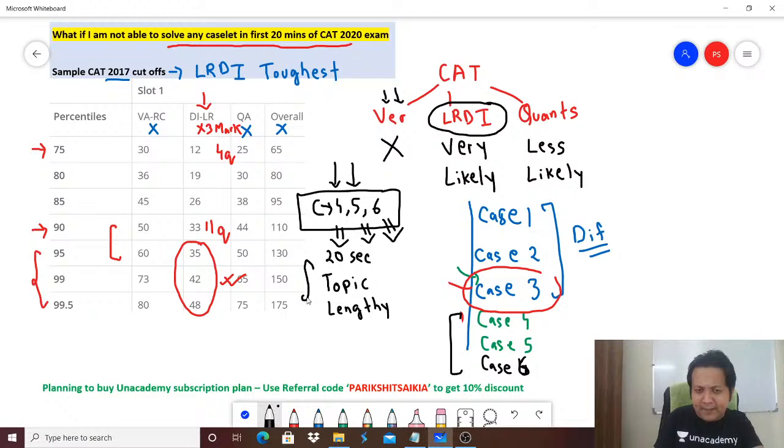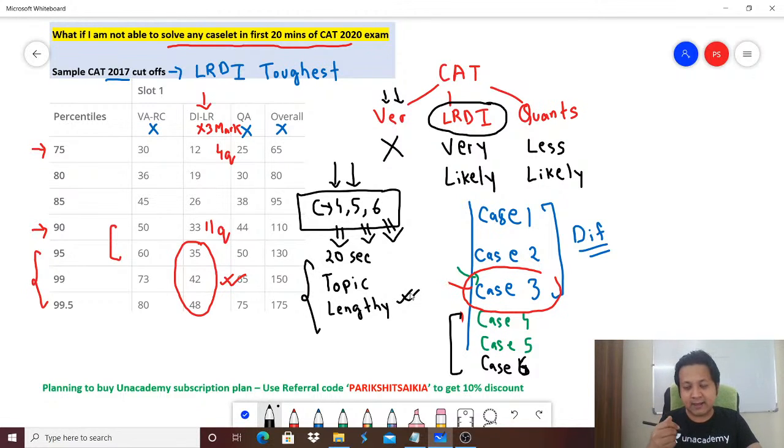So what you see is the familiarity and the topic. Check the topic and check the lengthiness. How lengthy are the remaining 3 caselets? You pick up a topic which you are comfortable with. If you are comfortable with Venn diagrams, and question number 6 is on Venn diagrams, and you see it's a bit lengthy, please ensure that you pick up set number 6 now.